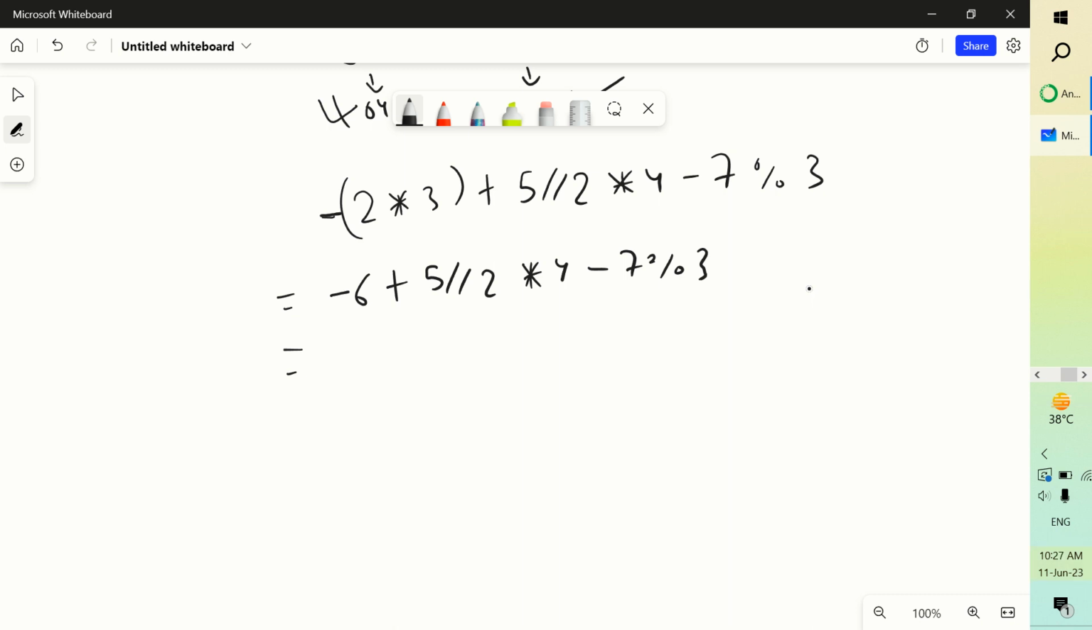Okay, so 5 integer division 2 is 2, 2 times 4 is 8. So you'll get minus 6 plus 8 minus 7 modulo 3 is 1. So this will give 1. 8 minus 6 minus 1 is 1. Okay, so plus and minus have the same precedence. Whether you either subtract 1 from 8 first, or you add minus 6 and 8 first, they will give the same thing, because the precedence of subtraction and addition are the same.